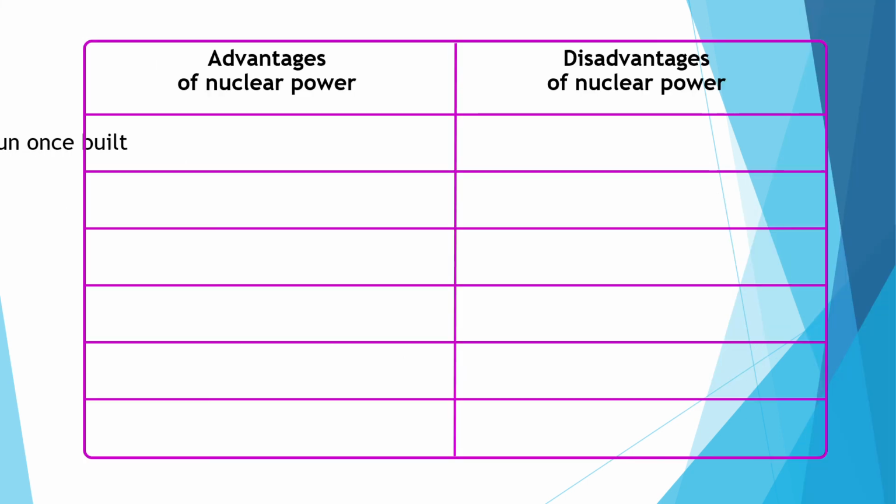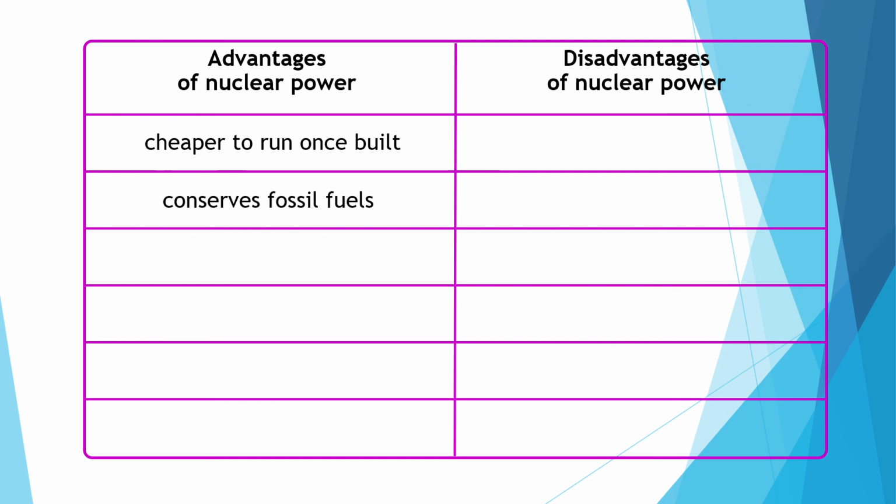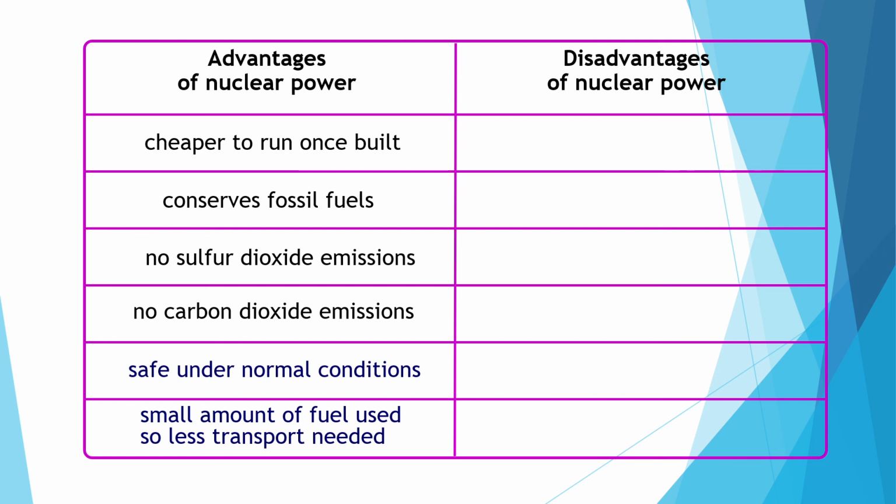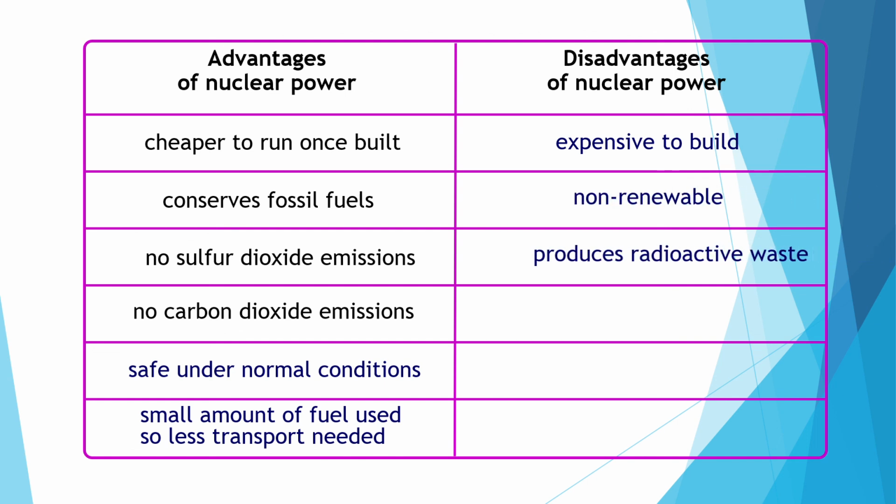Let's look at advantages of nuclear power. It's cheaper to run once built, conserves fossil fuels, no sulfur dioxide, no carbon dioxide emissions, so not much environmental and greenhouse gas impact, safe under normal conditions, and you only need a small amount of fuel, so less transport is needed. The disadvantages of nuclear power are that it's expensive to build, it's non-renewable, and it produces radioactive waste. It's also expensive to decommission.